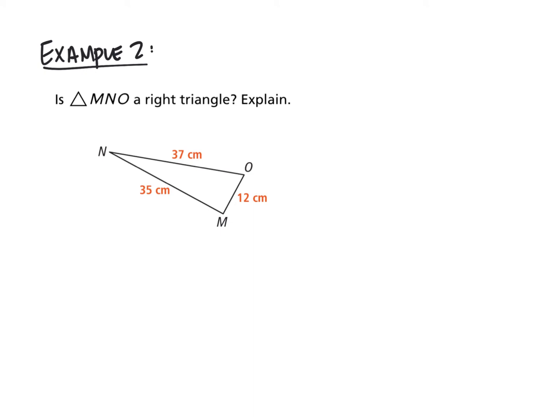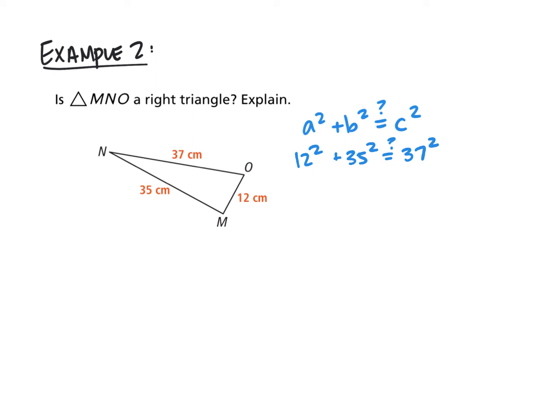So then our next question says, is this triangle a right triangle, and explain. Well, we know that if it is a right triangle, then a squared plus b squared will equal c squared. So what we're going to check is, does that happen in this picture right here? Do the two shorter sides, when I square them and add them together, equal the longest side when it gets squared? So I'm going to say that the 12 will be the a, the 35 will be the b, so I'm going to square it, and I'm going to ask myself, does that equal the longest side, 37, when I square it?